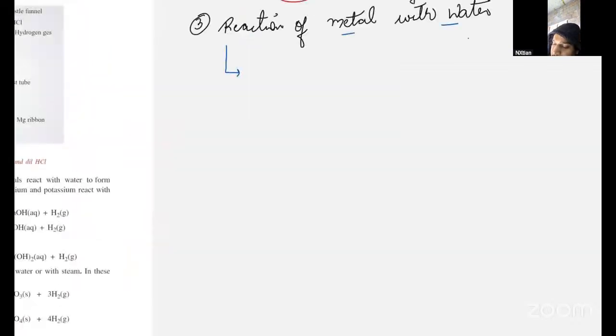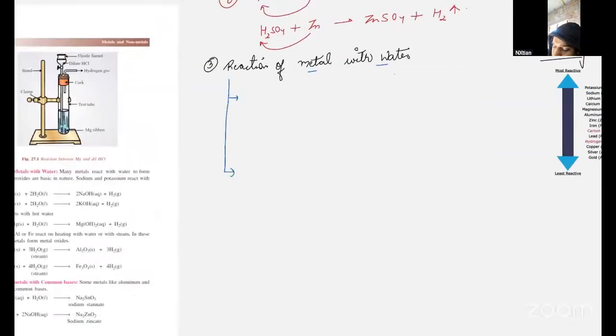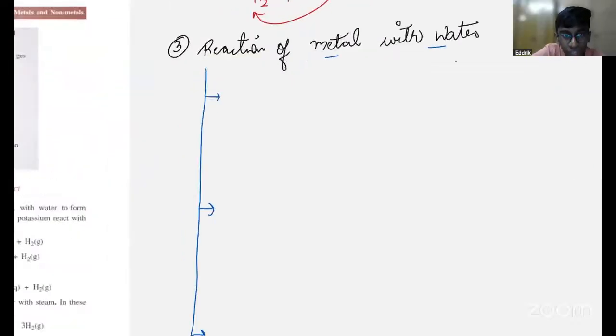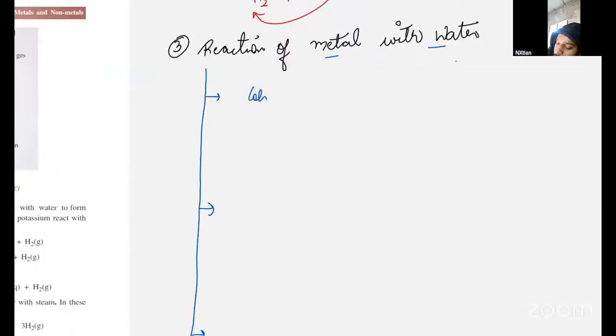Basically, metals react with water in three stages. The first one is when it is cold water. Not all metals will react with cold water, but only some of them. Not all metals. Now, who are those? Those which are more reactive.